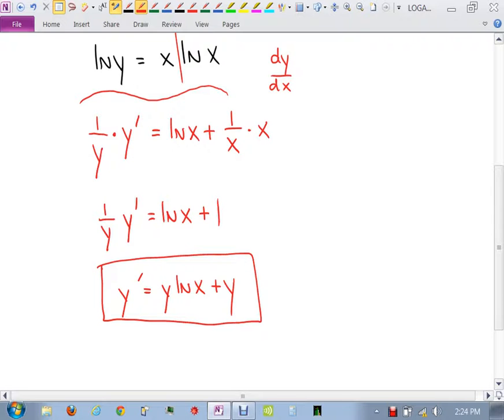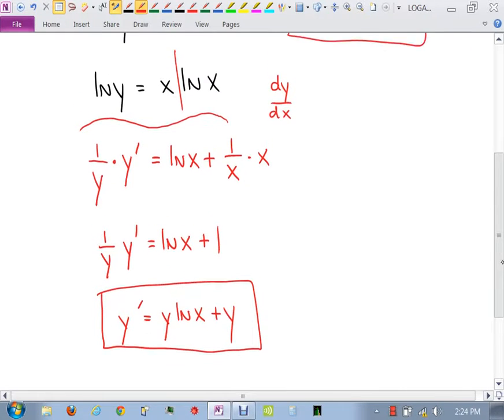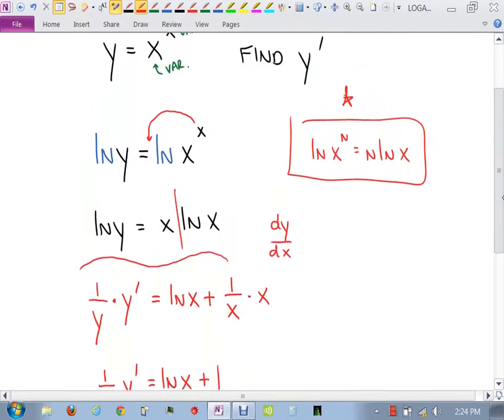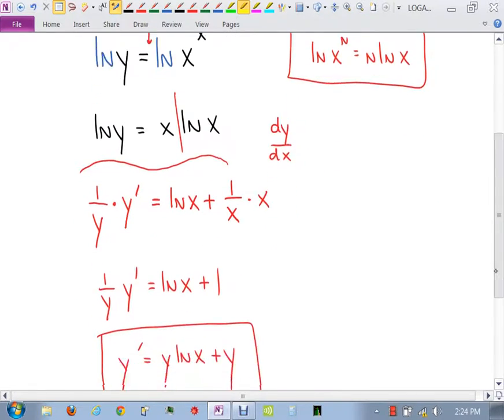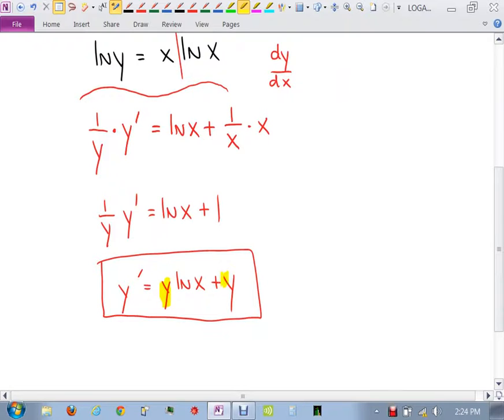Now that is correct, but didn't we have earlier in the problem an equation that told us what y was? Remember this equation up here? It said y was equal to x to the x, didn't it? So what I can do here is replace these y's with what it's supposed to be in the problem. So it should be x to the x natural log x plus x to the x.